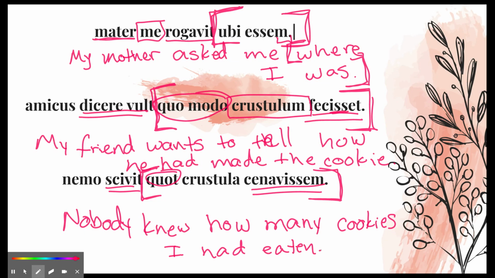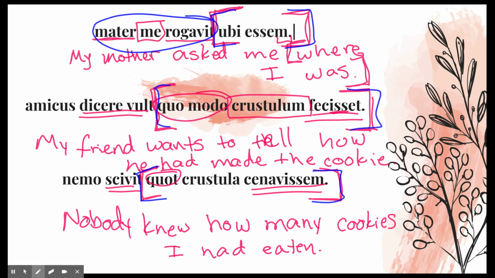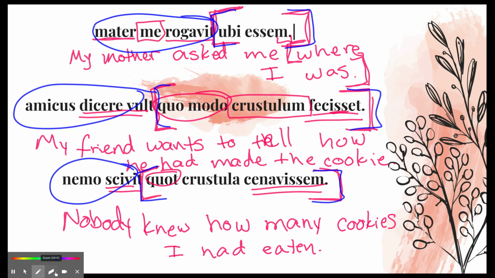So while you're translating, look for these patterns. Look for the question word and a verb in the subjunctive. Blocking this off will make it so much easier for you to realize that you have your main sentence and then you have your indirect question. So keep this pattern with you as we go on translating this term.